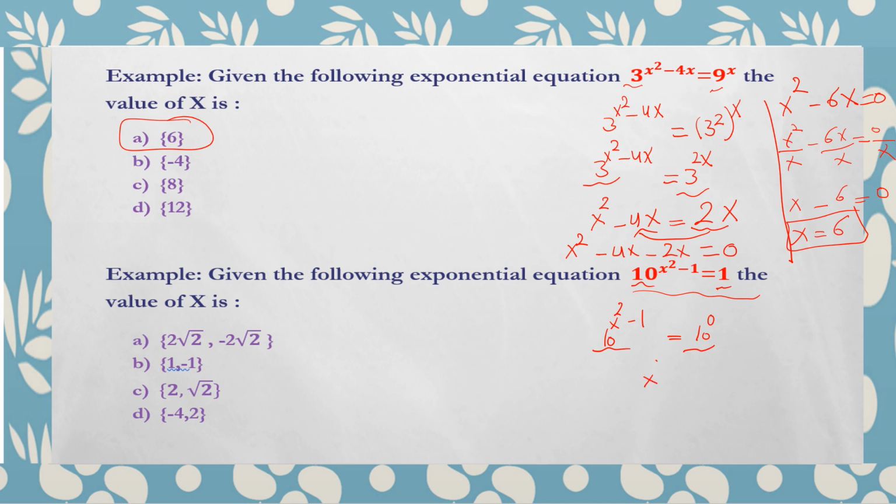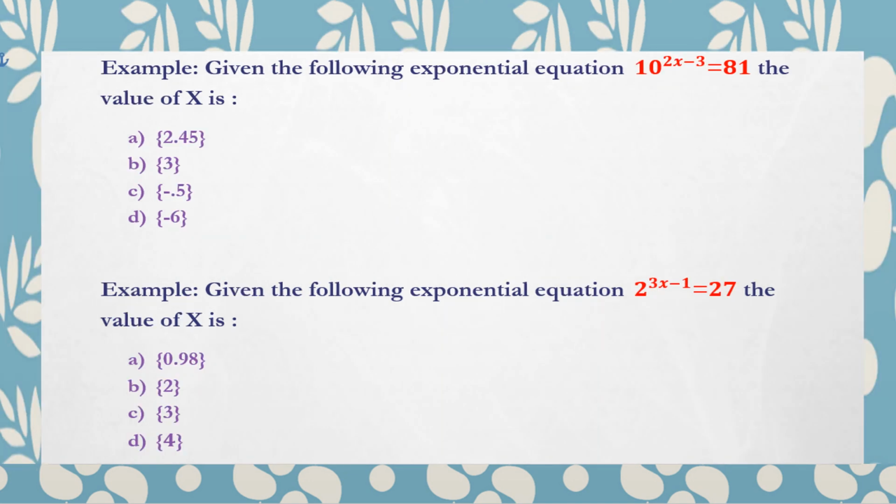So x squared minus 1 equals 0. Then x squared equals 1. By taking the square root of both sides, we get x equals plus or minus 1. So the correct answer is B.